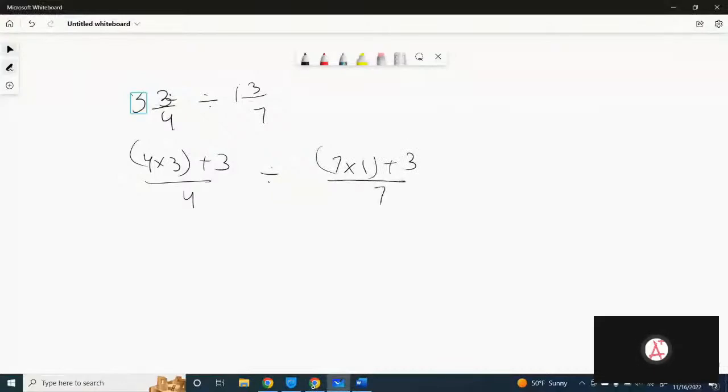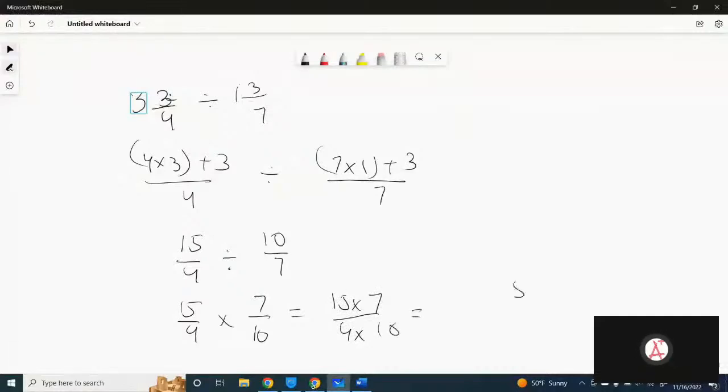Got it? It would be 4 times 3 is 12 and plus 3, 15 over 4. 7 times 1 is 7, and plus 3, 10 over 7. Now convert the division sign to the multiplication one, and the reciprocal of 10 by 7 is 7 over 10. Got it? Now just do numerator times numerator and denominator times denominator. It would be then 7 times 15 is 105 and 40. You can divide them by 5 because 5 is a common number.